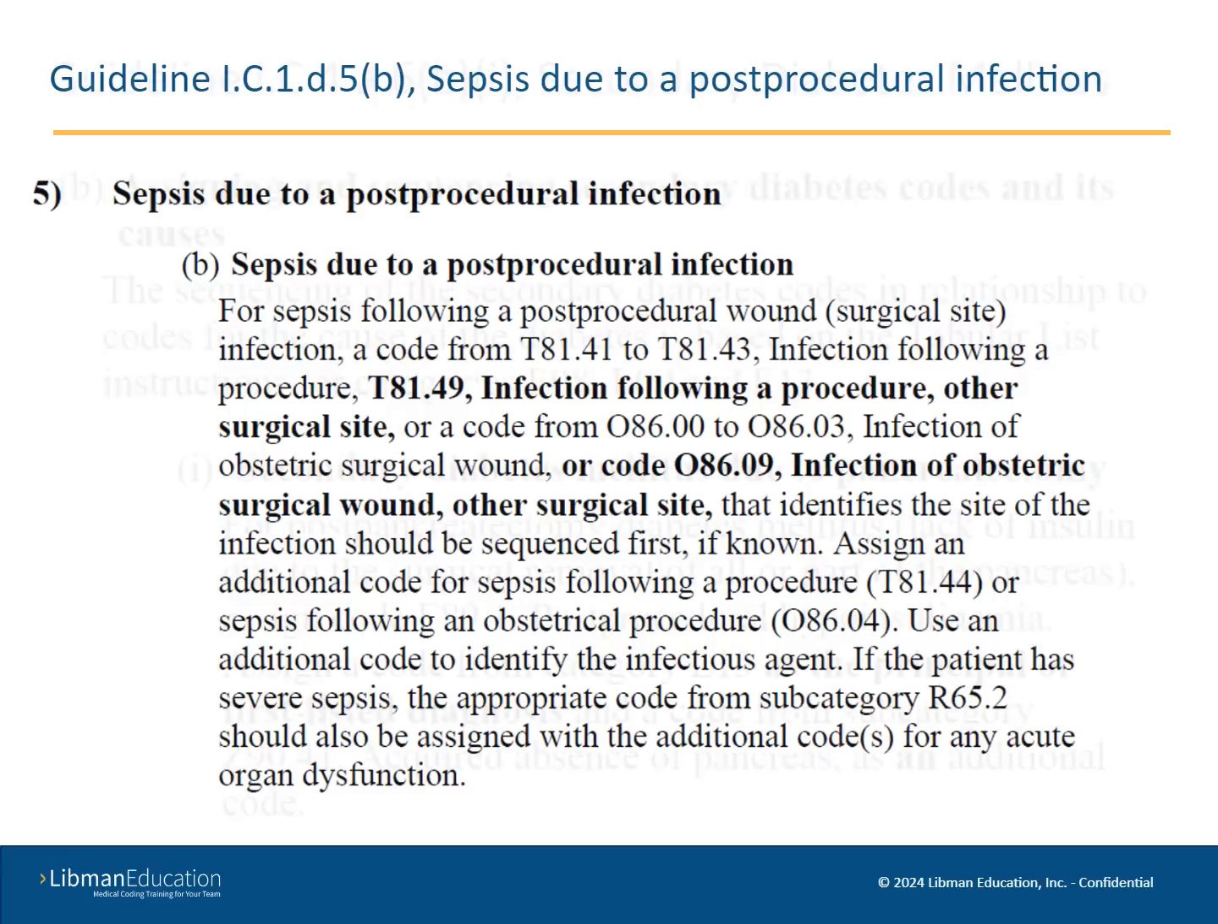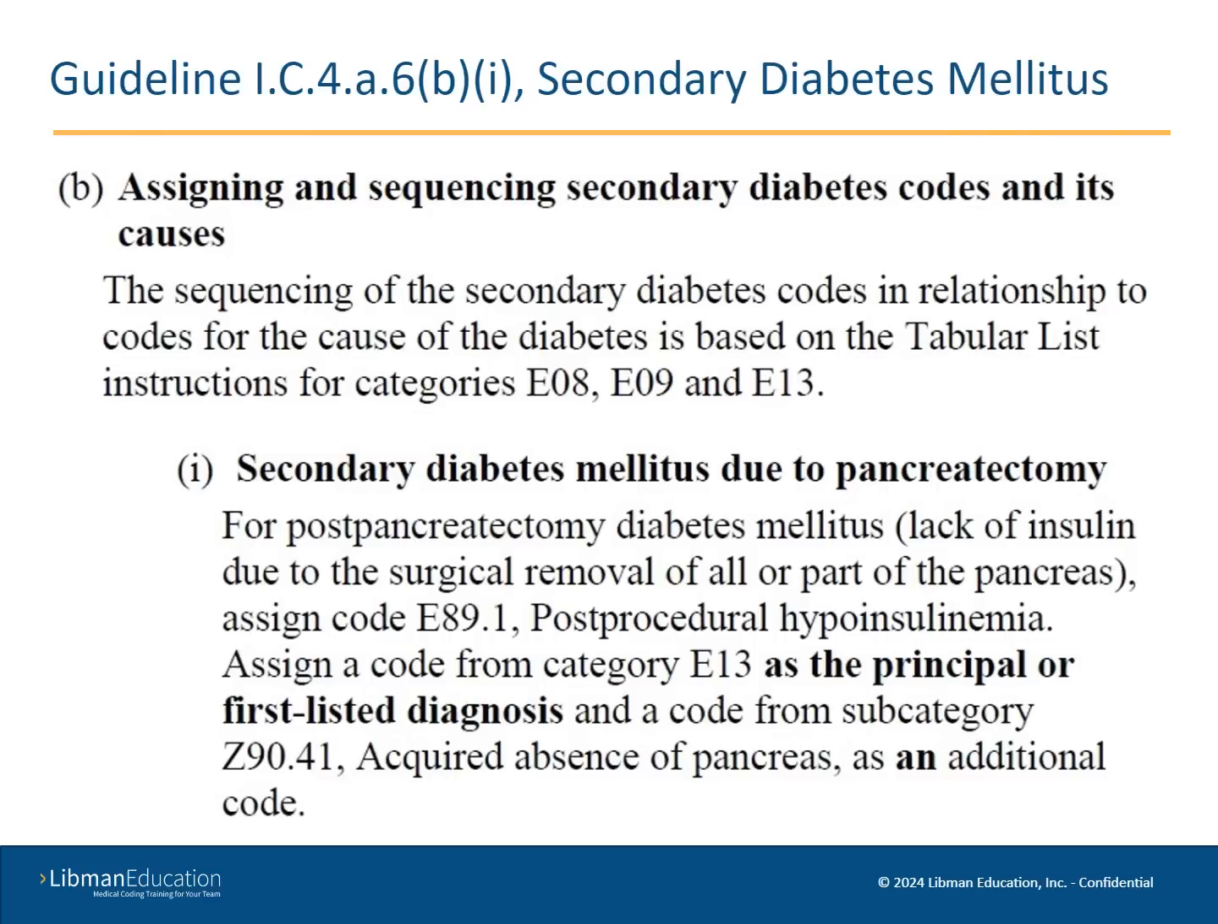This guideline change now identifies the appropriate sequencing of the codes for secondary diabetes mellitus due to pancreatectomy. A code from category E13 is sequenced as the principal or first listed code, and both codes E89.1 for the post-procedural hypoinsulinemia and a code from subcategory Z90.41 for acquired absence of the pancreas are both coded as additional codes. That category Z90.41 identifies whether this is a partial or total absence of the pancreas.